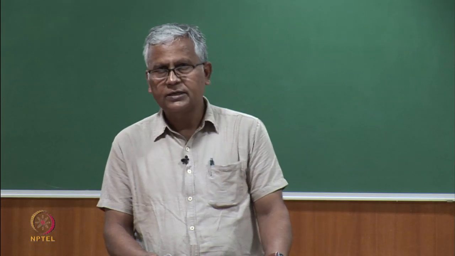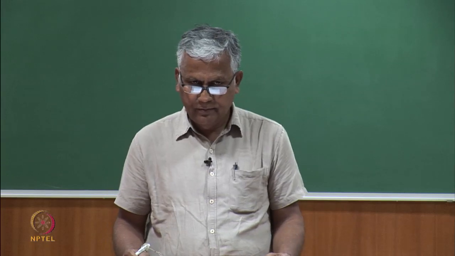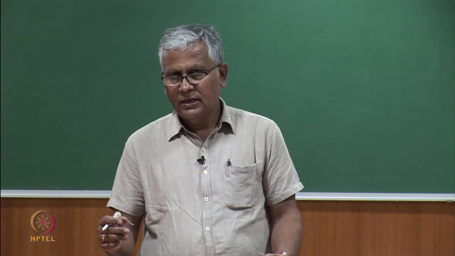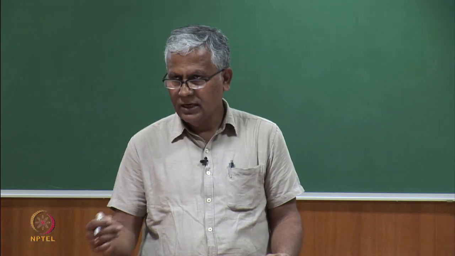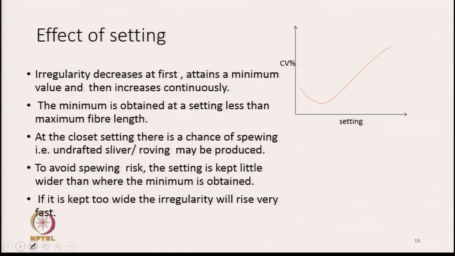Next comes the effect of setting. By setting, we basically mean the ratch distance between two nips. So, fibers are released from one nip, they travel through a drafting zone and then finally get nipped by the other nip, and then move out of the drafting zone. Irregularity decreases at first. If you look at this diagram, we see the irregularity in terms of CV percentage first going down, becoming minimum and then rising again. The minimum is obtained at a setting less than the maximum fiber length.